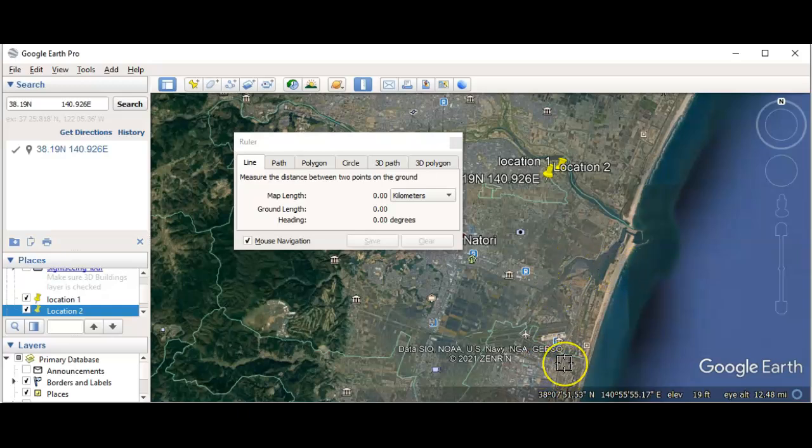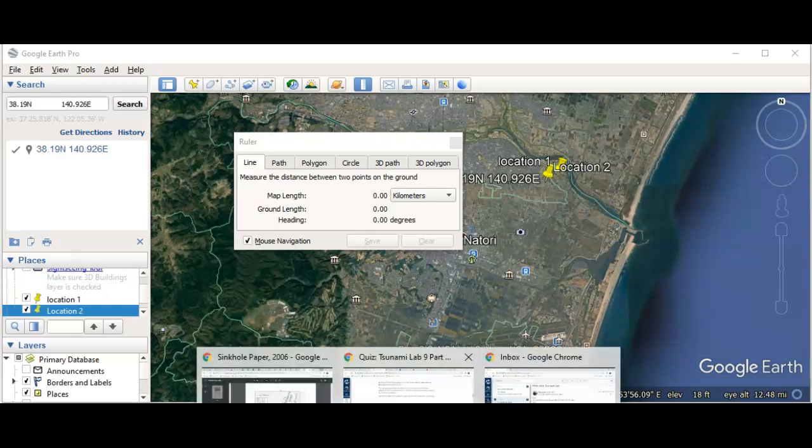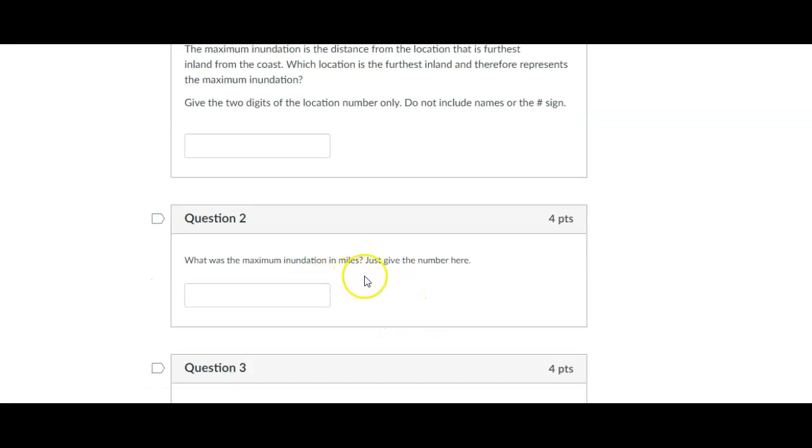Measure using the ruler tool, the closest one, that's the answer. Okay, so that's what it's asking you to do in this first part here. So when it's asking for what's the maximum miles, right? So, okay, I lied. I guess miles is what you want to measure and not kilometers.